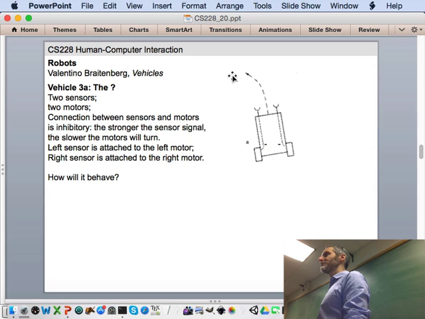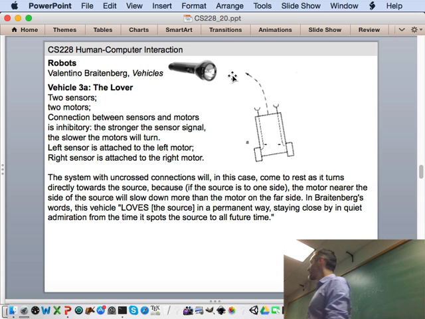What happens in the instant of time after 3A starts to turn towards the light? It'll equalize, and then it'll go towards it at a slower and slower rate, and will eventually come to a standstill in front of the light. What happens if I pull the light away from it? It'll speed up and then slow down near the light, right? So I move the light, it follows and stops and sits nearby facing the light. This is the lover.